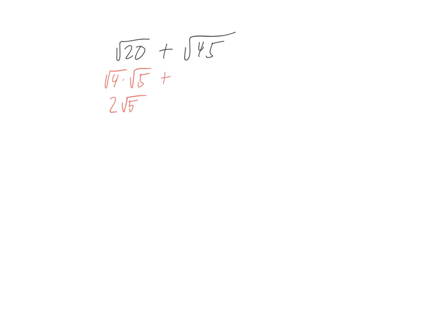And then over here, the square root of 45 is the square root of 9 times the square root of 5, because 9 times 5 is 45. And the square root of 9 is 3, so that becomes 3 times the square root of 5. And again, that's really hard to read, I'm sorry.